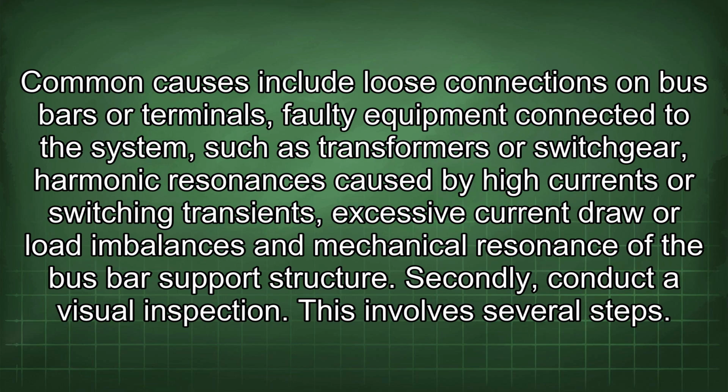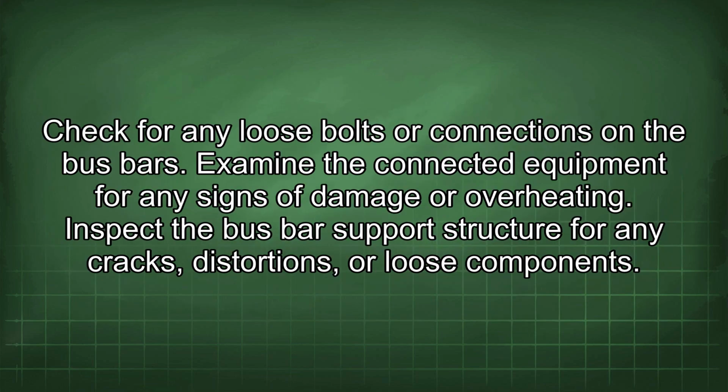Secondly, conduct a visual inspection. This involves several steps. Check for any loose bolts or connections on the bus bars. Examine the connected equipment for any signs of damage or overheating. Inspect the bus bar support structure for any cracks, distortions, or loose components.